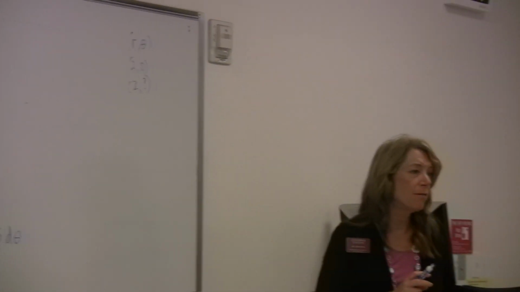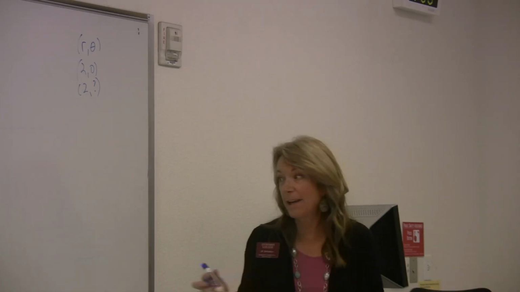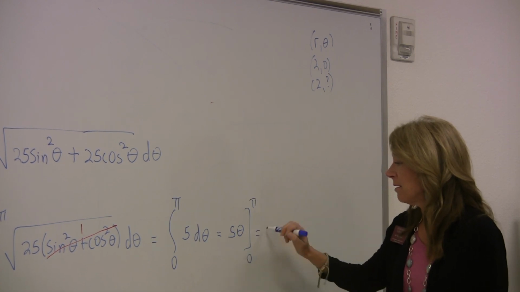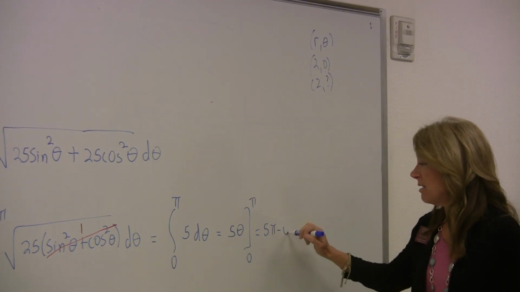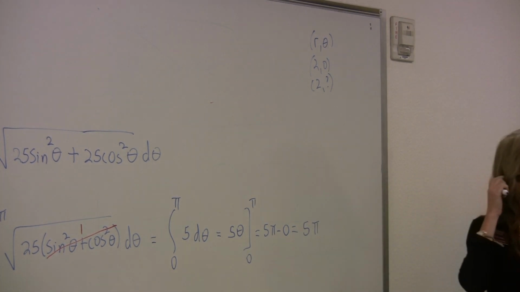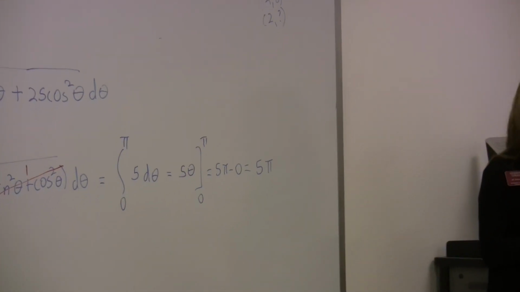What's the integral of 5? 5 theta, right? 5 theta evaluated from 0 to pi, 5 pi minus 0, that's 5 pi. That's the distance around this circle.